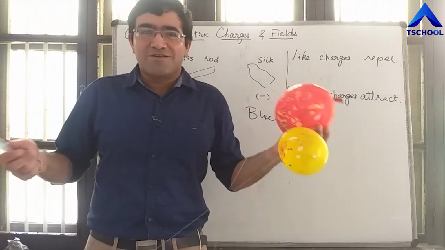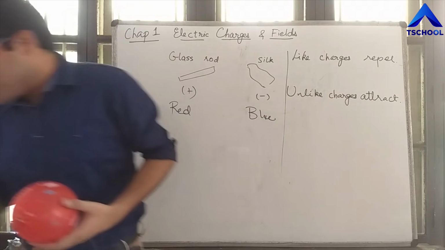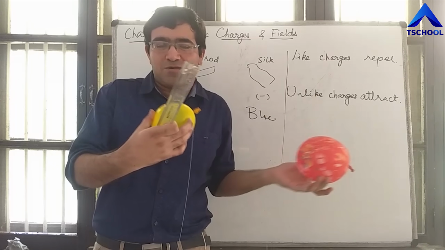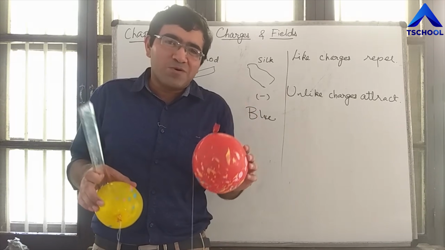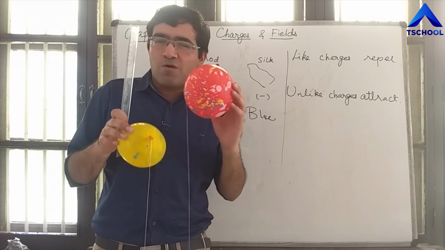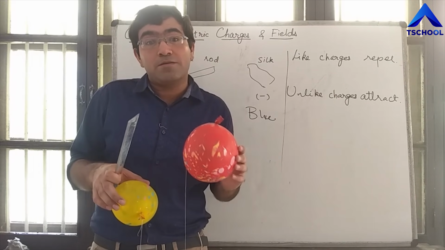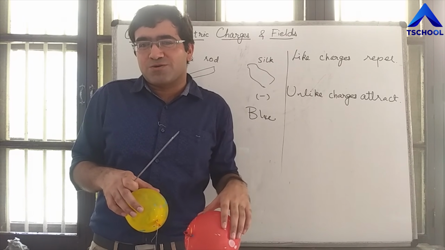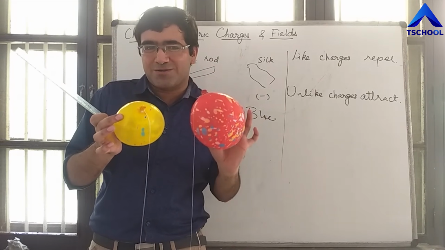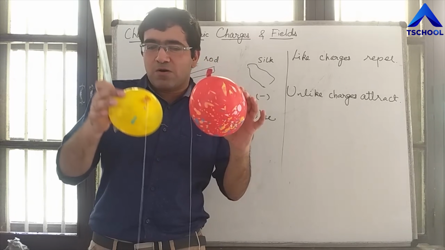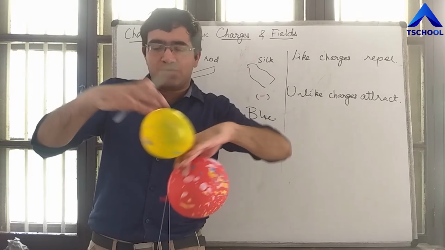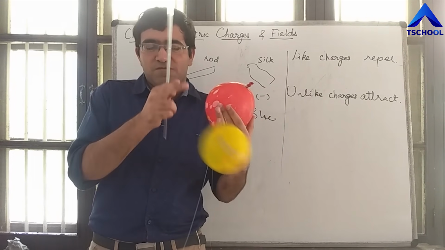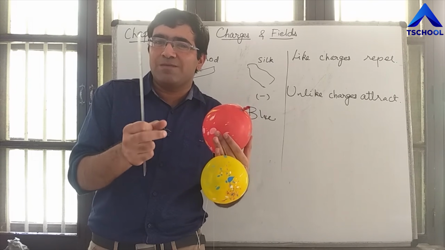Hello there. Now we are ready with the demonstration. What I've got is two inflated balloons, they're stunt balloons, and this is just a plastic ruler. I'll rub the plastic ruler onto these balloons one by one, so the balloons will get charged. Because both of these are rubber balloons and this is plastic, when they are rubbed, both of them will get the same polarity charge.